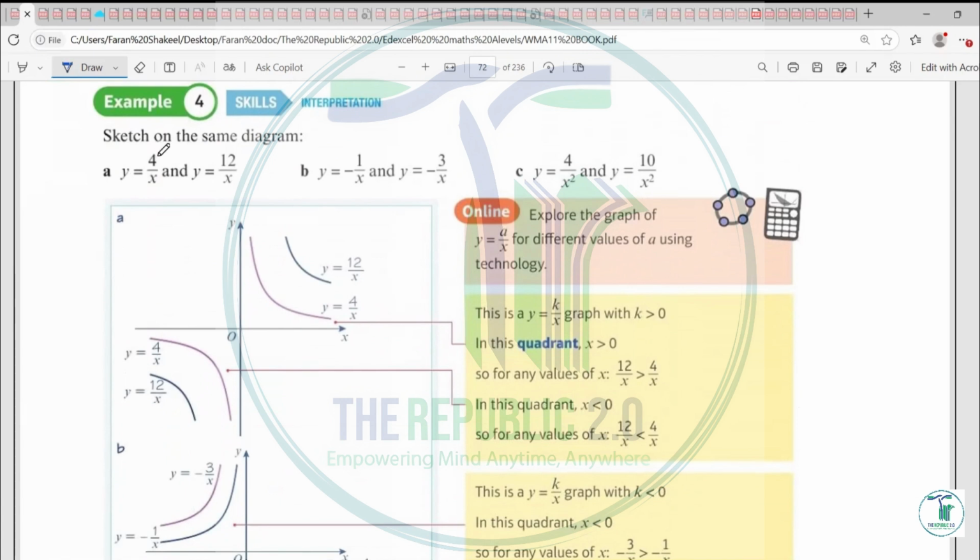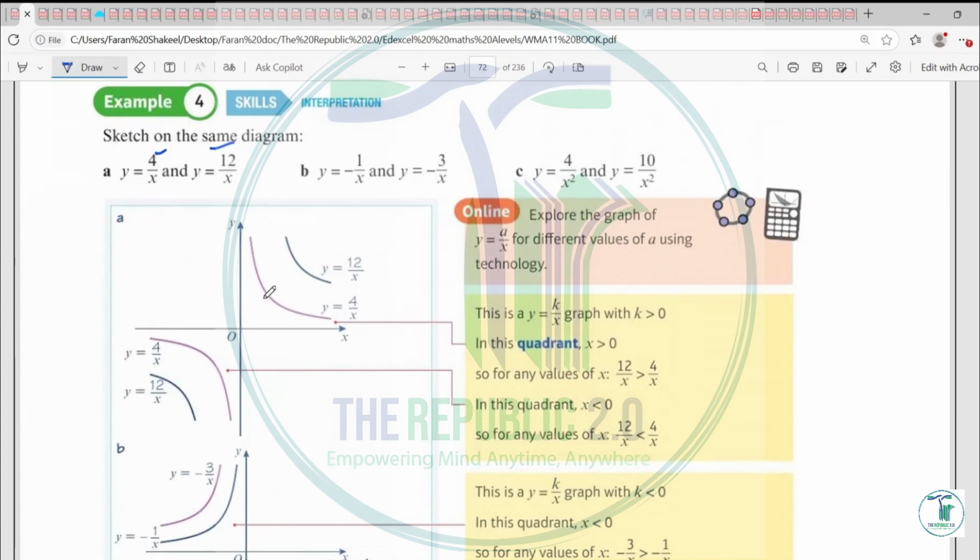If you've got y equals 4 upon x and y equals 12 by x, you can see that, first of all, the numerator in both of these cases is greater than 0, meaning thereby it is a positive number. Now, this curve belongs to 4 by x and this curve belongs to 12 by x. Now, there is one very important question over here. What do this 4 and 12 explain?